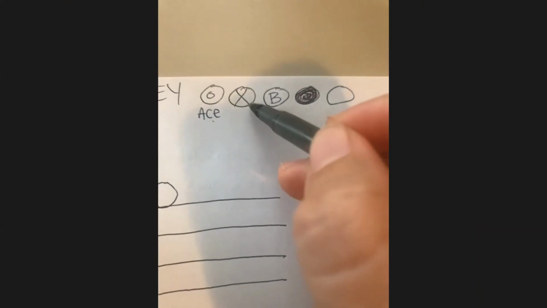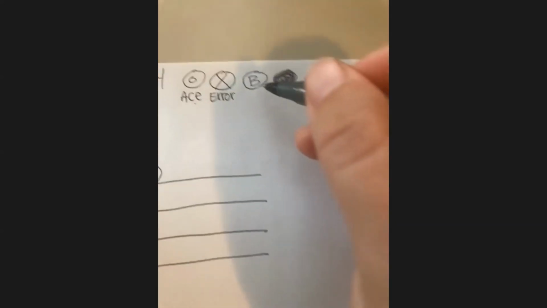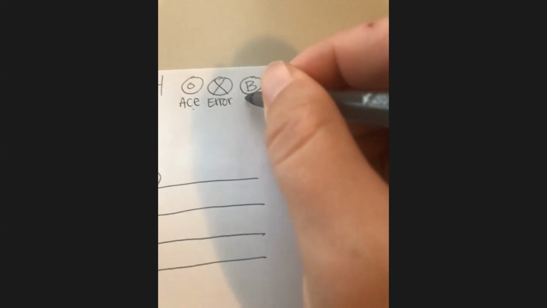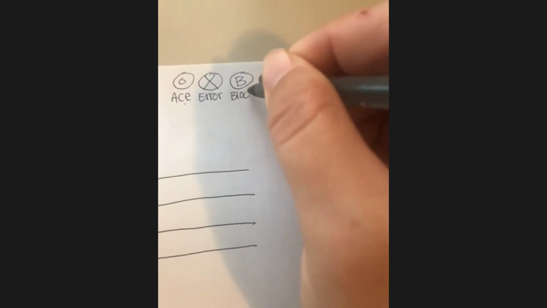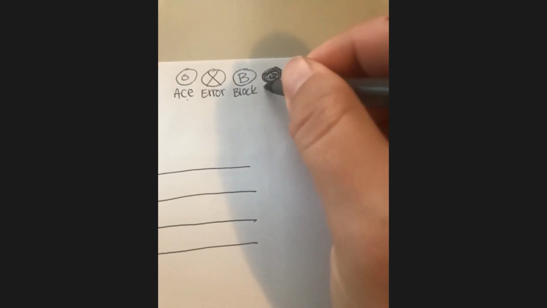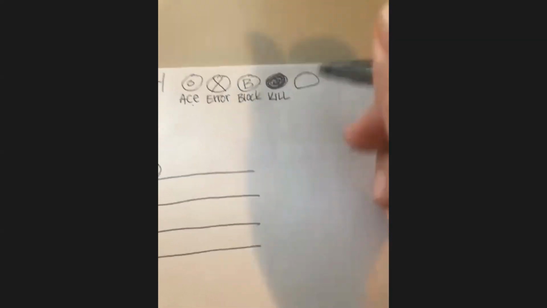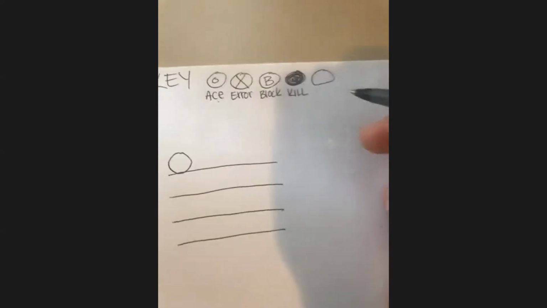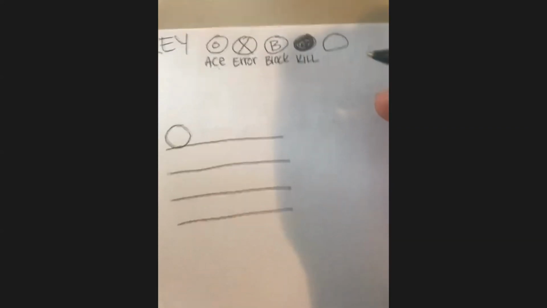A circle with an X through it if they have a hitting error. Circle with a B in it if we get a block for a point, not just a block in play, but if we get a block for a point. A circle filled in is going to be their kill. And a circle that's not filled in, as we saw in the first rally, is just where nothing happens during that portion of the play, okay?